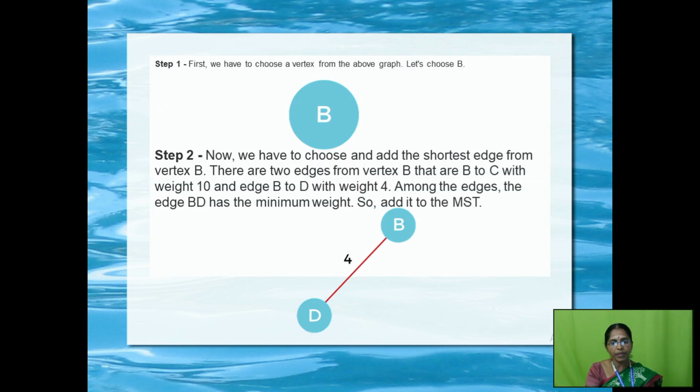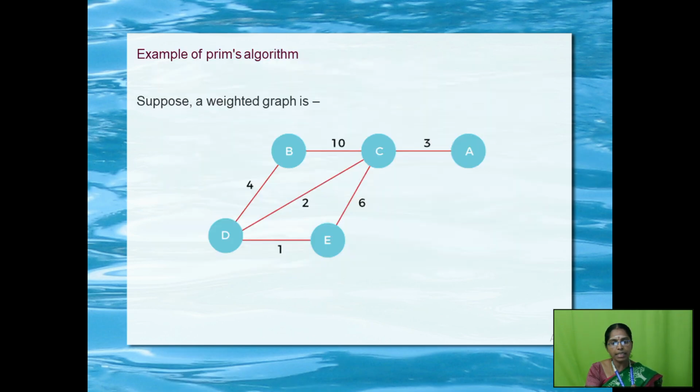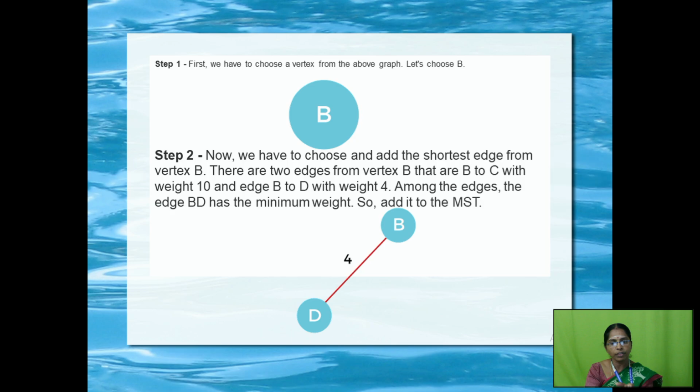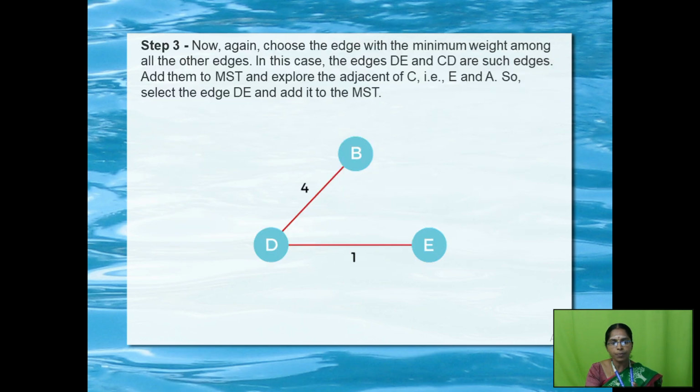In the second step, we have to choose and add the smallest edge from the vertex B. From this graph we have to find the smallest. We are having two paths, one is B to C, another one is B to D. From that we have to consider which one is the smallest. Here B to D is the smallest one, so we take that edge. B to D weight is 4. Among these edges BD is the minimum weight, so add it into the minimum spanning tree.